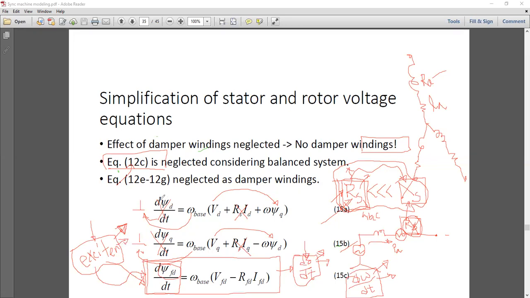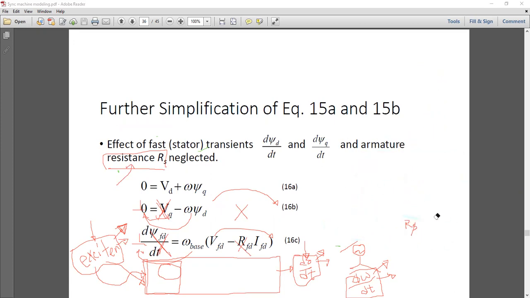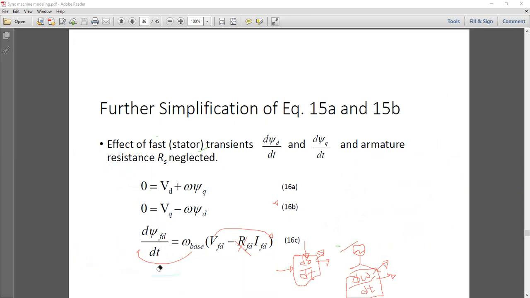The other two, you see, have vanished. These are going to 0. We are neglecting them. That's why this model is called the third order dynamic model for the synchronous machine. So with all these assumptions, we are left with equations 16a, b, and c, where 16c is the same as 15c. There is no change. Only 15a and b are transformed like this with the applied assumptions.